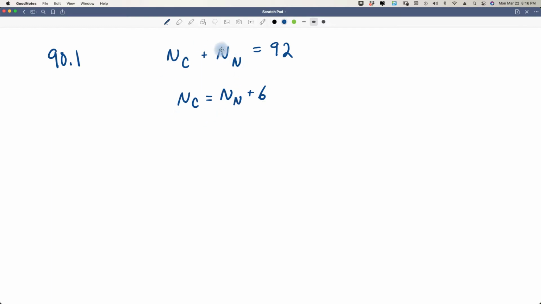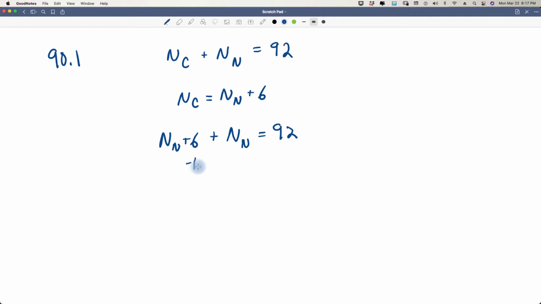So can we get back to the number that each picked using this statement? I think we can. I think all we need to do is use some substitution here. And we've already solved for the number Charles picked. We know that it's 6 more than what Nell picked. So we can just sub this whole thing in and say the number that Nell picked plus 6, which is what Charles picked, plus the number that Nell picked equals 92.